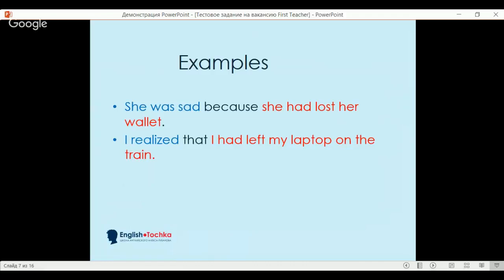Go further. We weren't hungry because we had eaten our lunch. So it's simple again. It is clear that first we had eaten our lunch, and that is why we were not hungry.